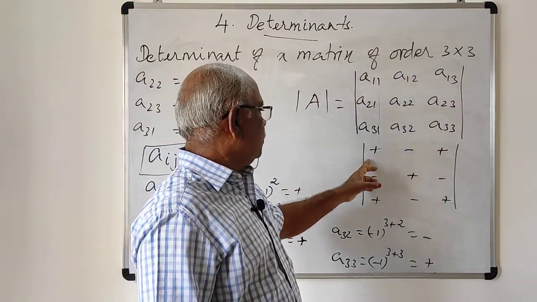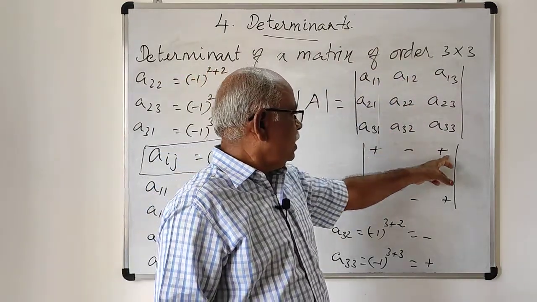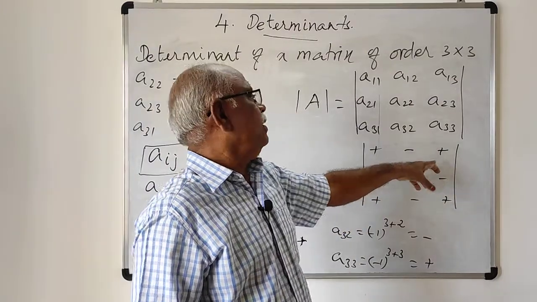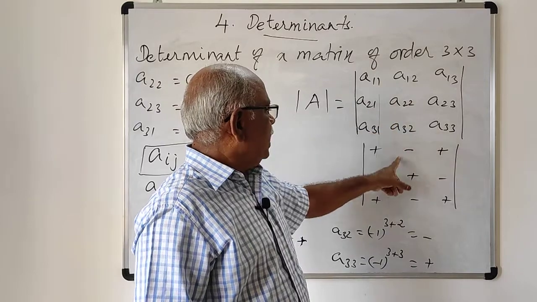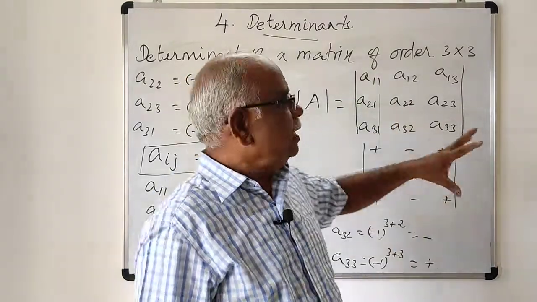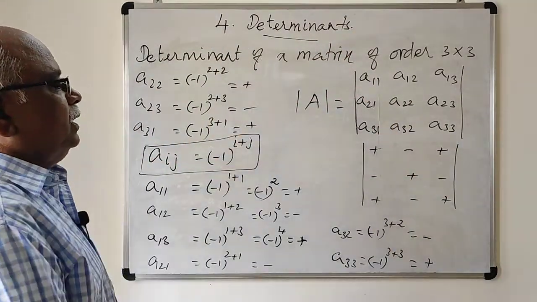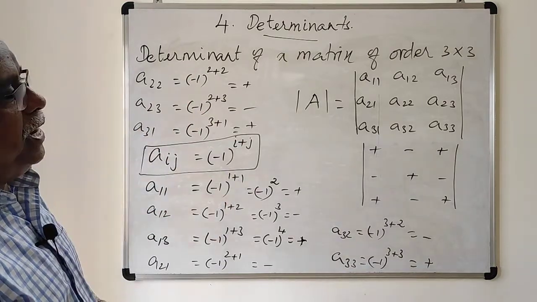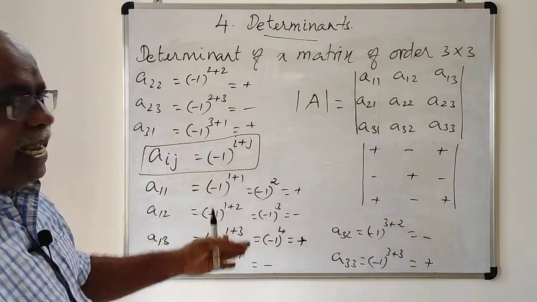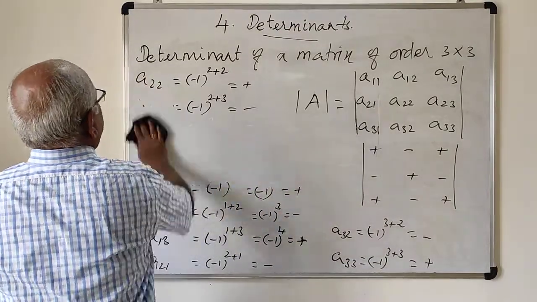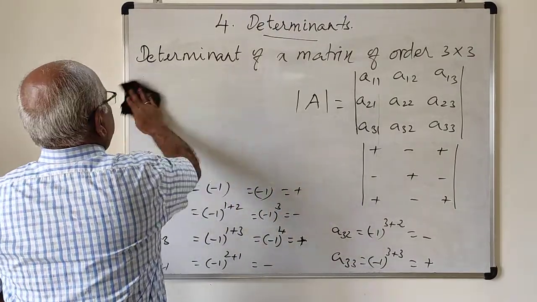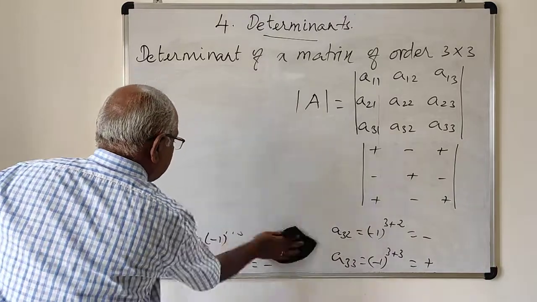If you are expanding the first row elements, plus, minus, plus is the sign pattern. If you expand it through the second row, minus, plus, minus should be the signs of the product elements. So this is the method of expanding a 3 by 3 matrix using this idea. I am going to do one example. You will see the determinant of a matrix of order 3 by 3.